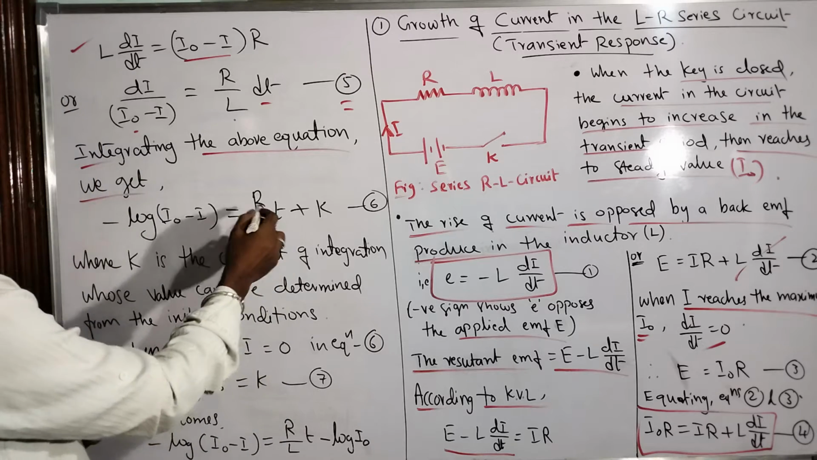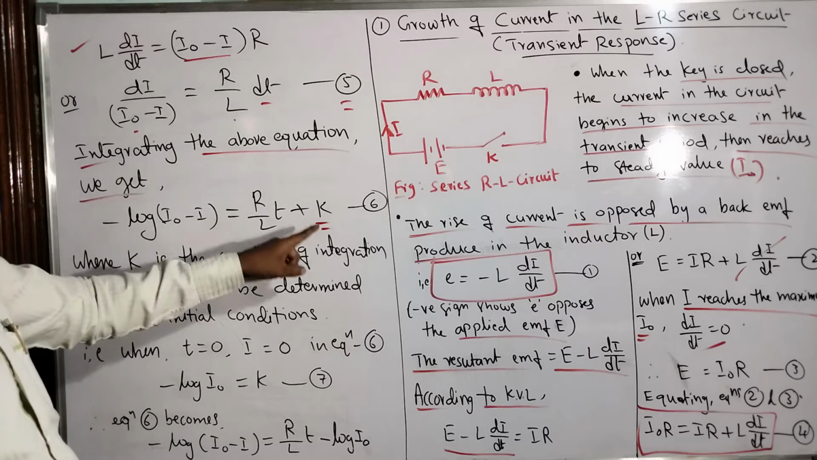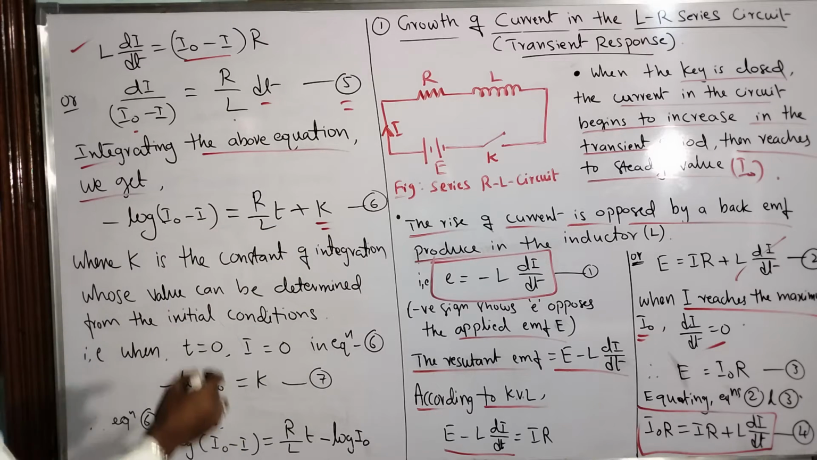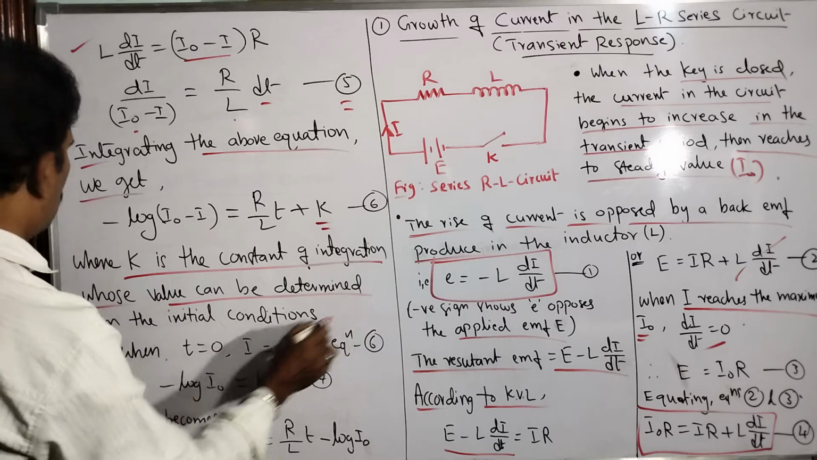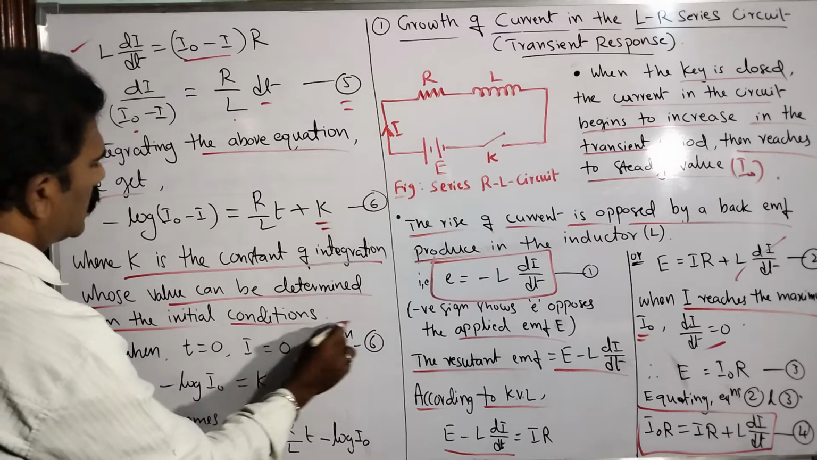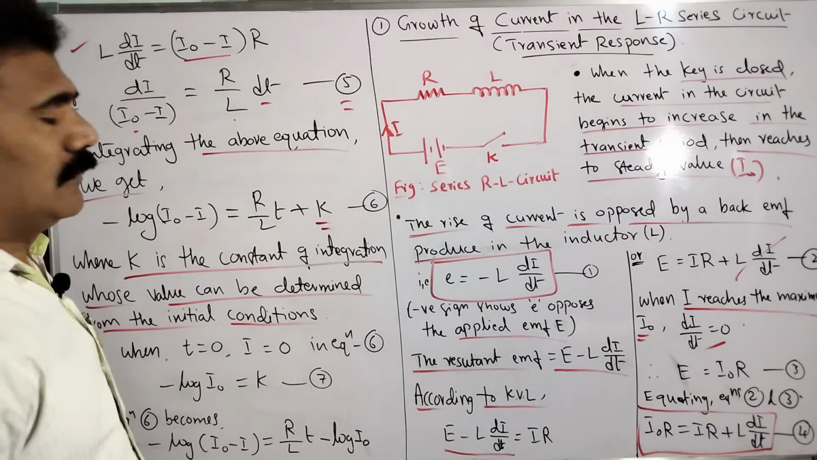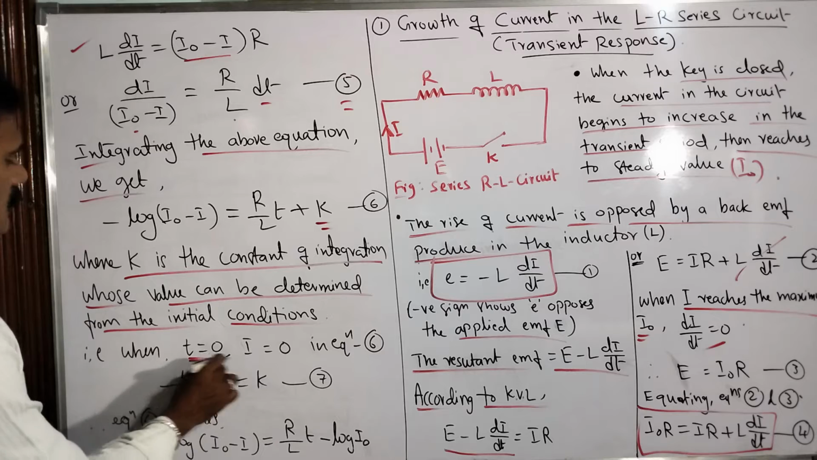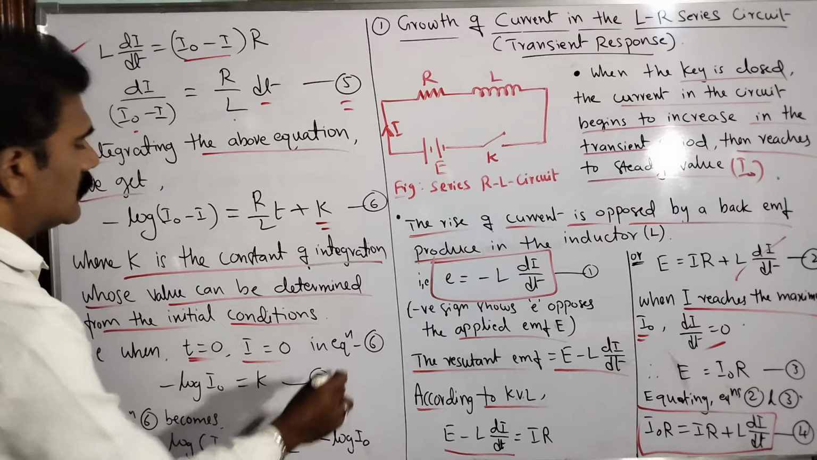Integrating with respect to time on the right hand side, plus K. You can take the integration constant as K here. This is the constant of integration, whose value can be determined from the initial conditions. So what are the initial conditions here? When the time t equals 0 in the beginning, what is the current in the circuit? The current is equal to 0, right?